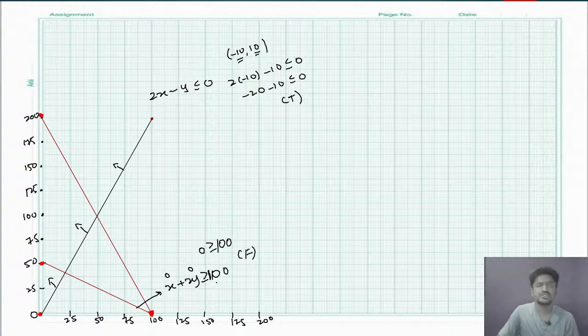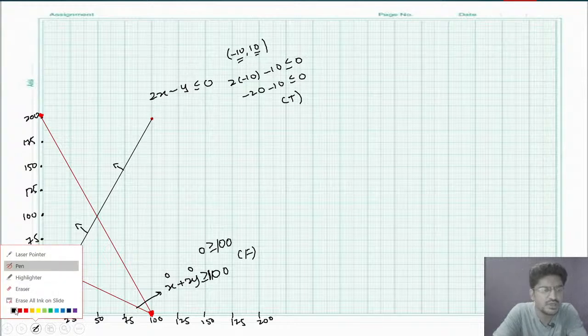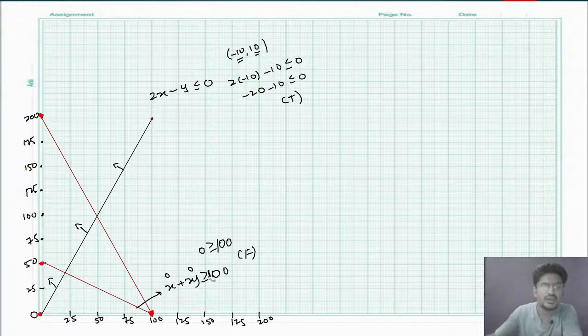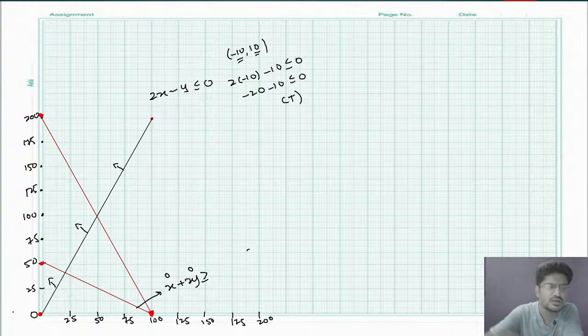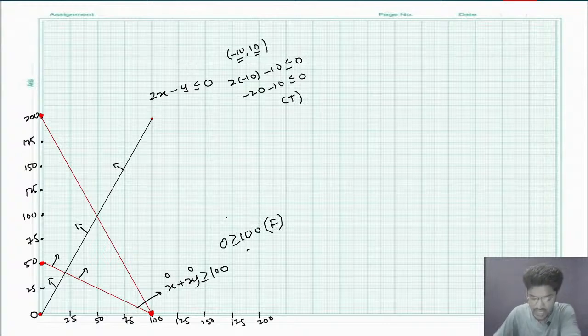Okay, put 0, 0 and check your answer. For x plus 2y greater than or equal to 100, if I put 0, 0 here, it will be 0 is greater than or equal to 100. That is false. Therefore, away from the origin. This will be away from the origin.